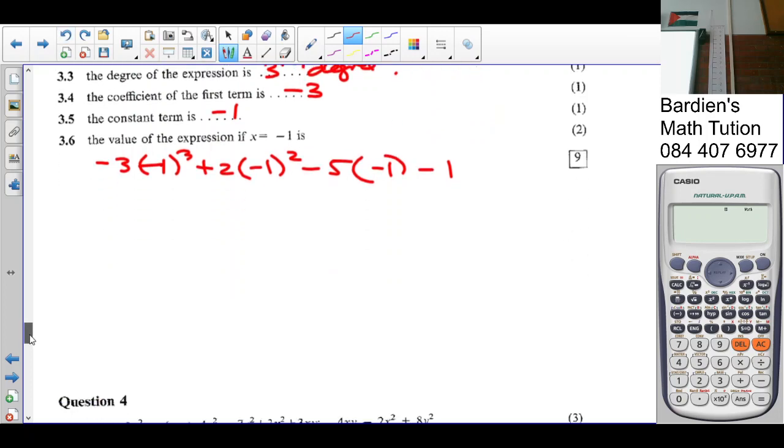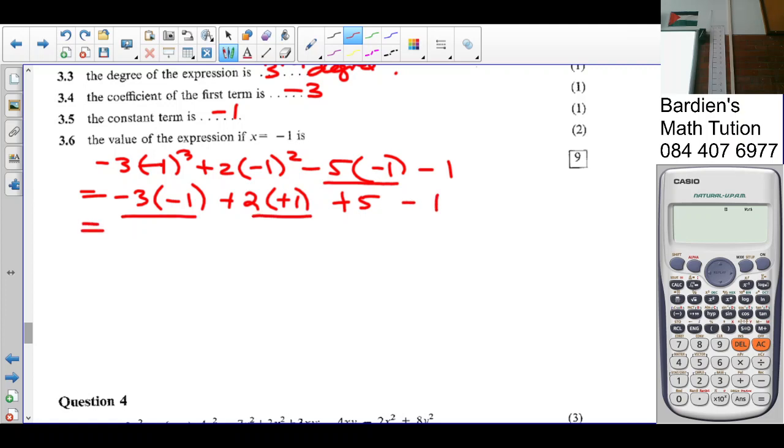Simplify. So negative 1 cubed is what? Negative 1 or positive 1? Negative 1. What's the rule? If the power is odd, it will always be negative. So negative 1 squared will be positive 1. That I can multiply. What's negative 5 times negative 1? Positive. Negative times negative is positive.